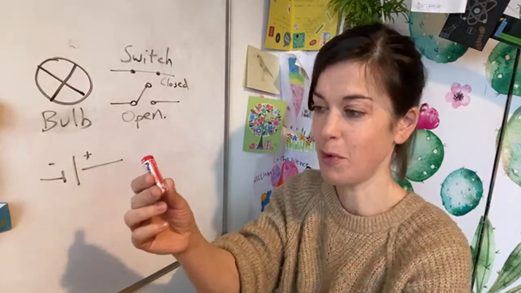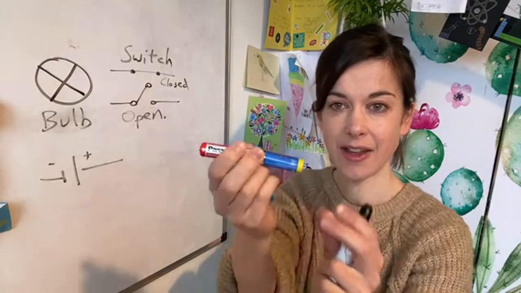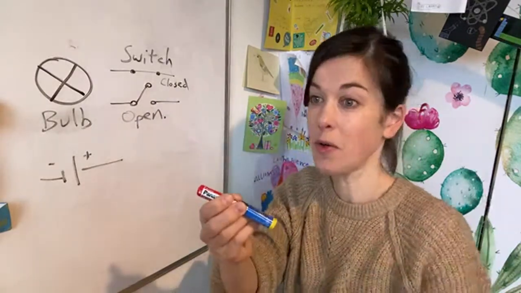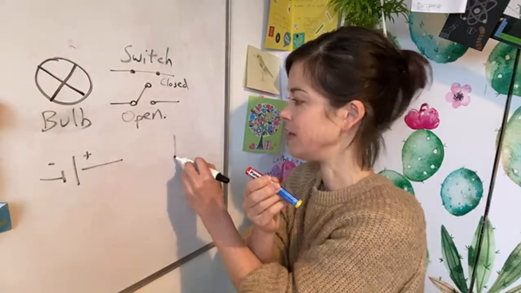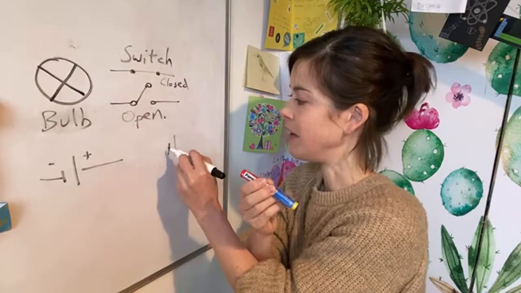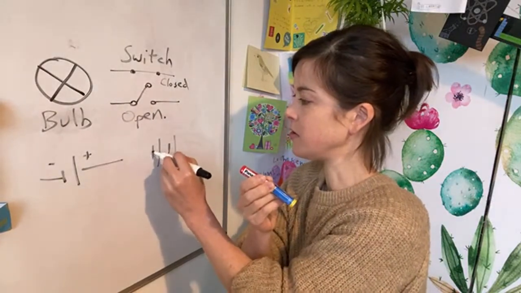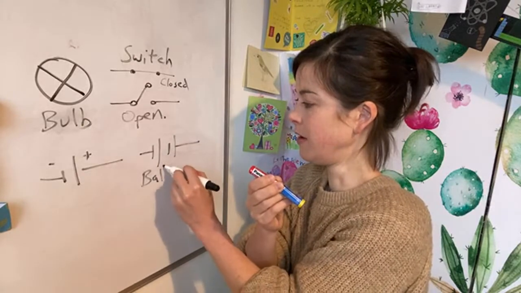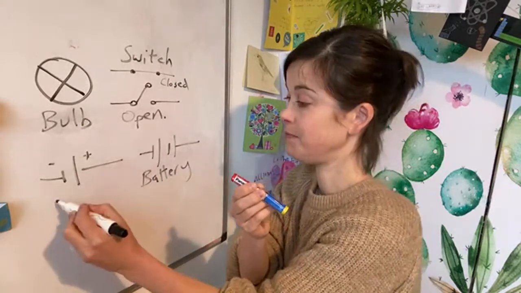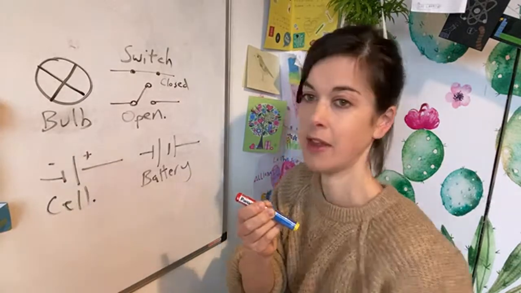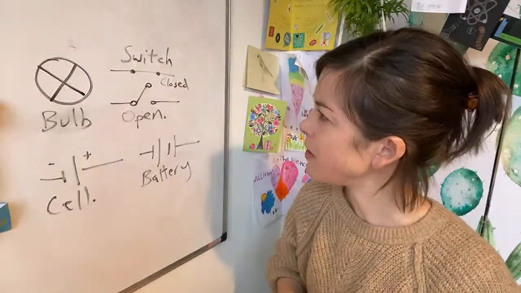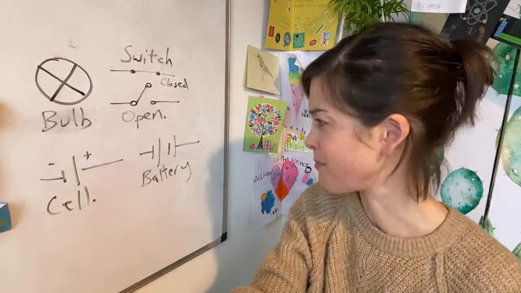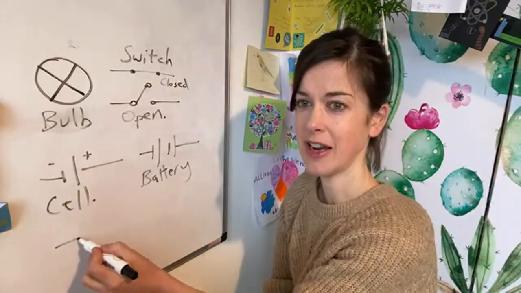If you put more than one cell together, it doesn't matter how many, you call that a battery. To draw that, it's just as many cells as you have in a row. So I'll just do two. Long, short lines. That's a battery. There. The only other thing, we shouldn't forget about wires. Wires are just straight lines.